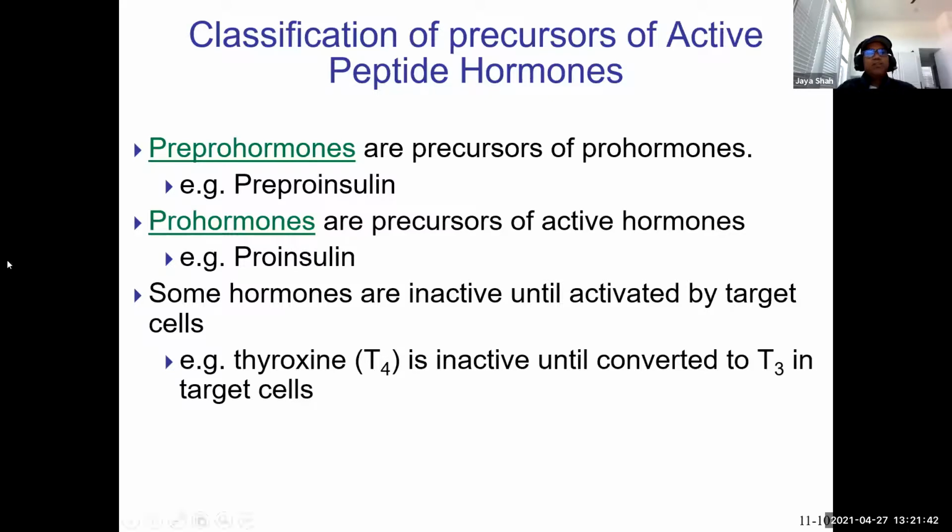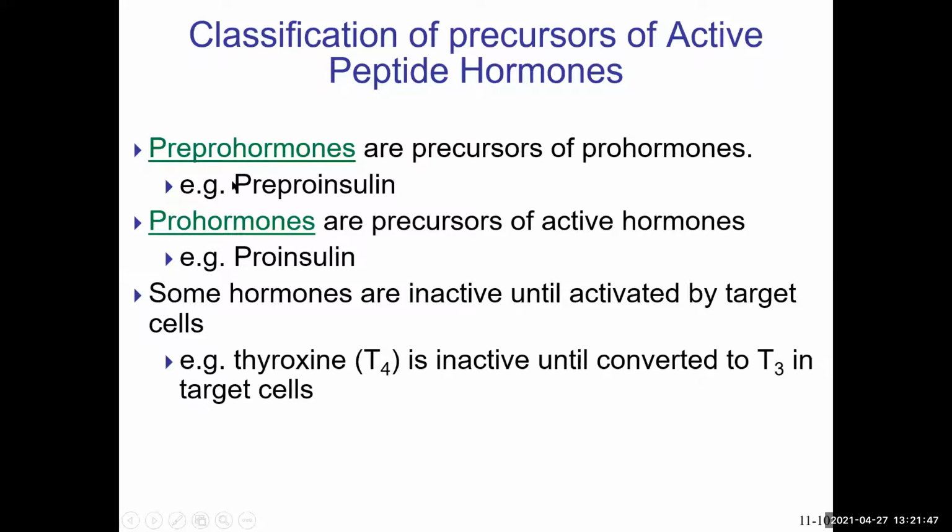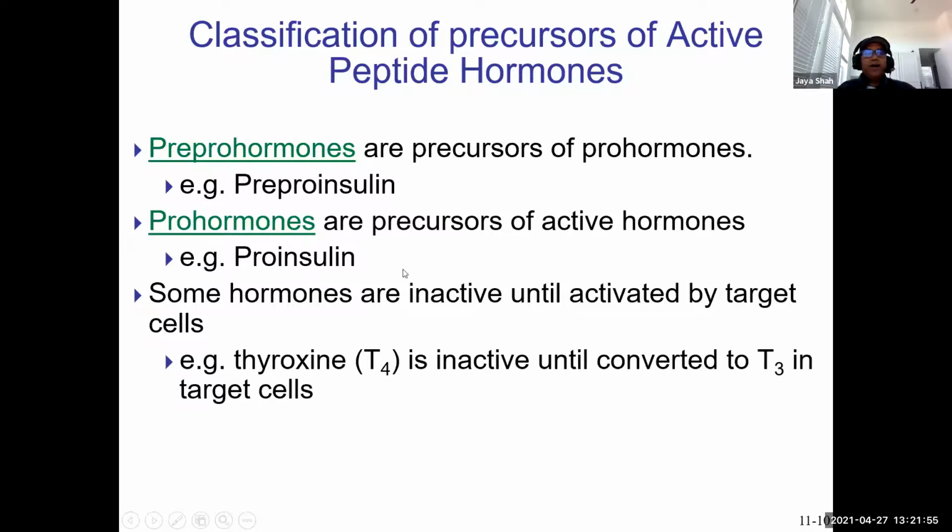Okay. Some of the hormones are called pre-pro hormones, or precursors of pro hormones, for example, pre-pro insulin. Pro hormones are precursors of active hormones, like proinsulin is a precursor of insulin. So proinsulin is inactive, whereas insulin is active. Sometimes we call even the real hormones prohormones, which are released from the glands and still circulating, but are not active. For example, thyroid hormones.